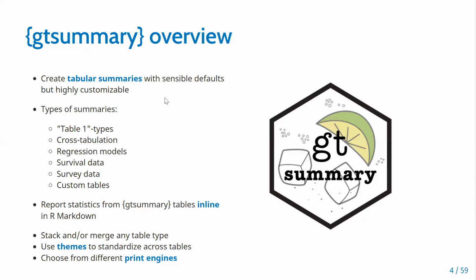In addition to creating those tables as part of our reporting, we often have to write reports. And in those reports, we are reporting numbers from those tables. And so there's an inline functionality too, where you can pass an entire table object and tell gtsummary, hey, here's a table, I need to pull out the odds ratio for age and its confidence interval, and it will put it right into your R Markdown report, which is fantastic. And we're going to go over some themes, which are very quick ways to make a lot of custom option changes at the moment, and print engines, which we'll discuss at the end.